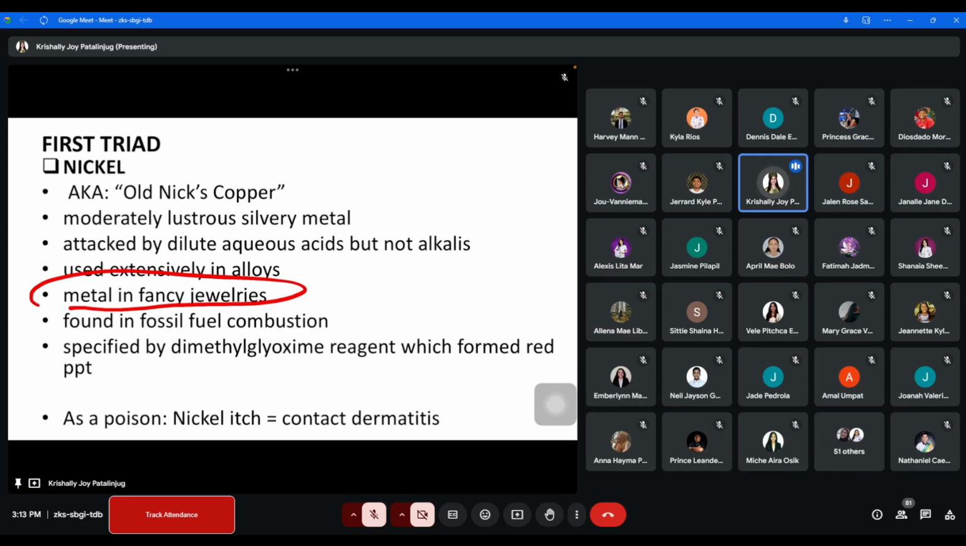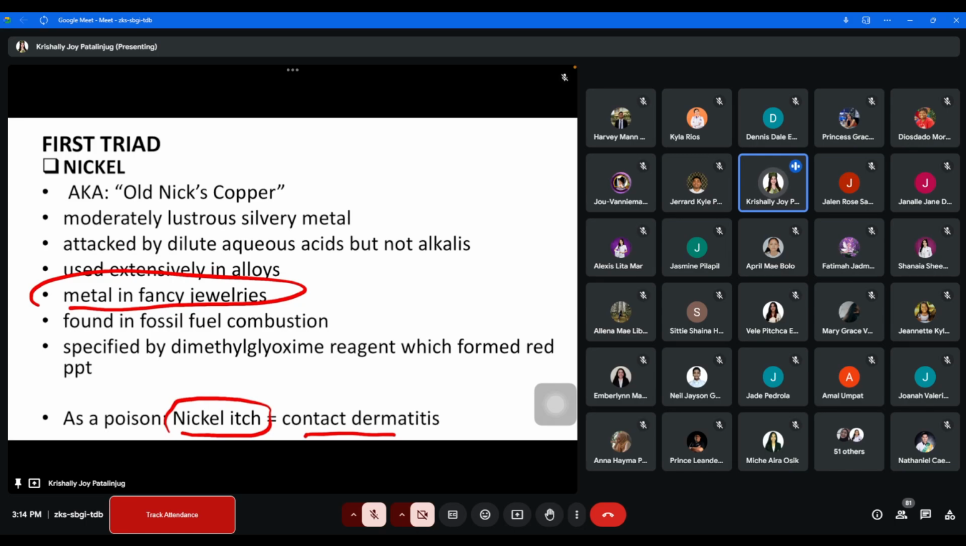And diba marami na may allergy sa peke nga jewelry. Nagkakaroon siya ng nickel itch. Yun, allergy sa fake. So, dapat sa iya kay kanang tinuod gyud nga gold. So yan yung nickel itch, contact dermatitis.